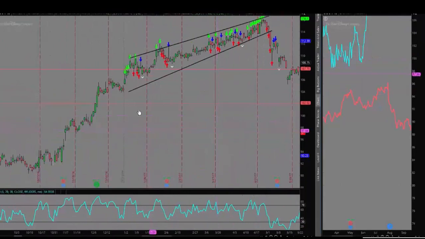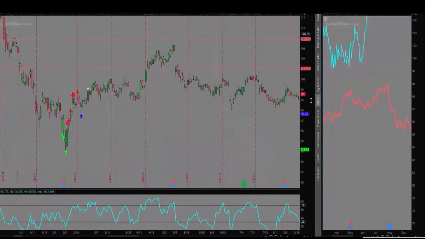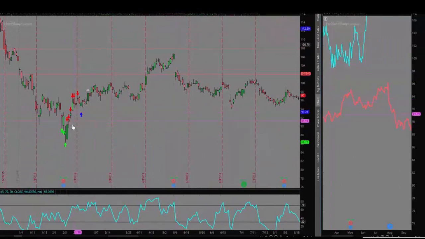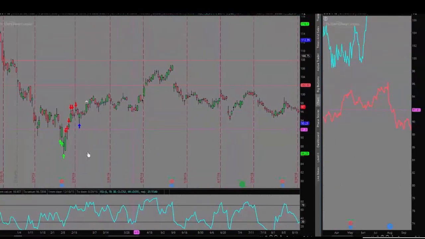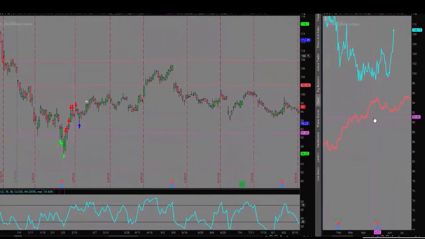Okay, let's go back and see if there are any other trade setups here in Disney. Okay, here is another trade on Disney. This is in, looks like, February or March of 2016. What did we say from a seasonal perspective that we like for Disney?